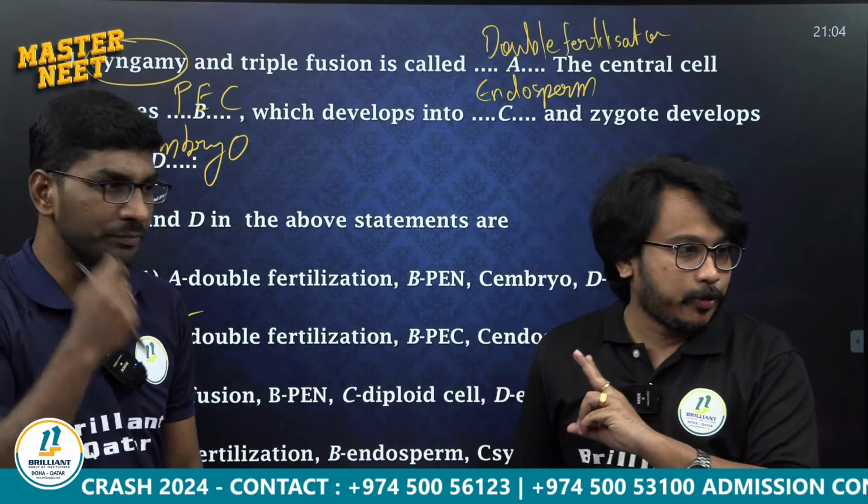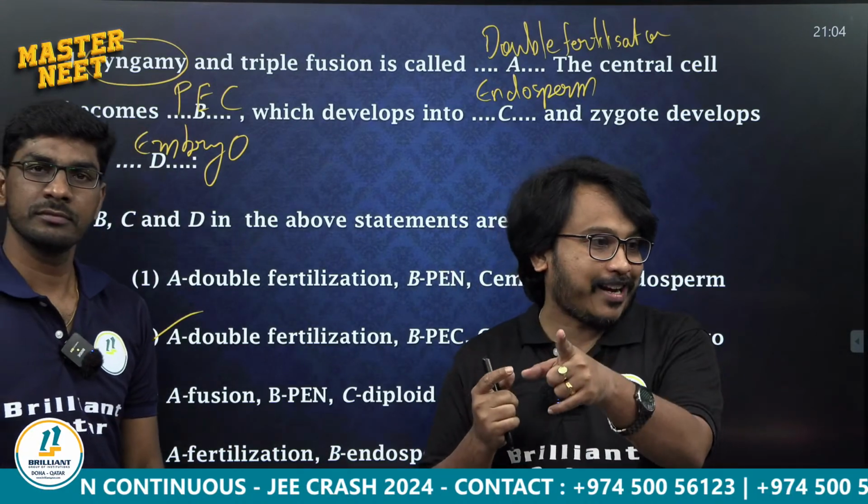How many gametes are involved in double fertilization? 2 gametes only. No, that's a wrong answer. Yes, Venkat has commented. It's actually 3 gametes involved, 1 egg and 2 male gametes. So that answer is correct.